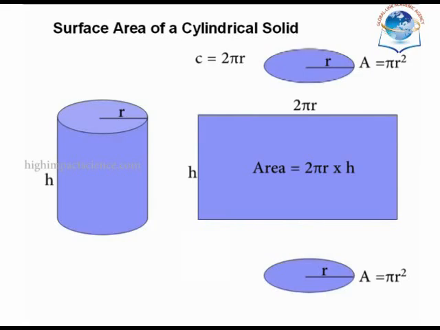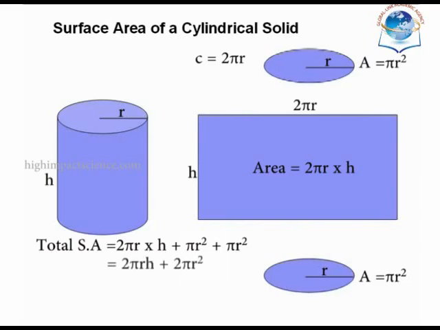So total surface area is equal to 2 pi r times h, the surface area of the curved surface, plus pi r squared, the surface area of one circle, plus pi r squared, the surface area of the other circle. That gives us 2 pi r h plus 2 pi r squared. We can factorize 2 pi r and we shall have 2 pi r into h plus r. This is the formula for finding the total surface area of a closed cylinder.